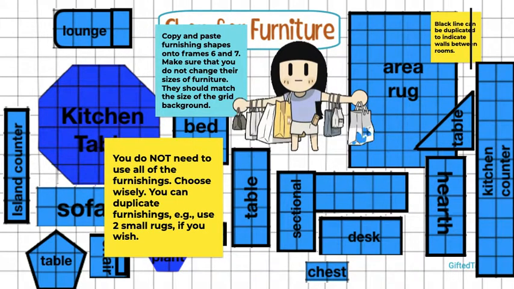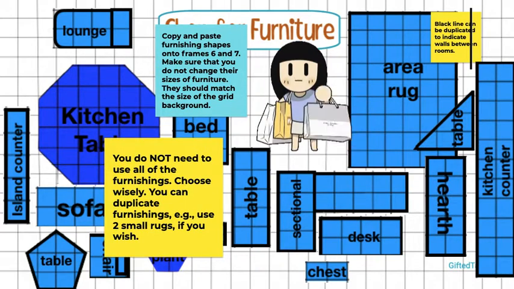You can duplicate furnishings. Example, if you need to use 2 small rugs, you can copy and paste. Remember Control-C, Control-V, or Command-C and Command-V. You will have an easier time completing this task if you complete this Jamboard on a computer rather than an iPad. So you'll copy and paste your furnishing shapes onto frames 6 and 7.